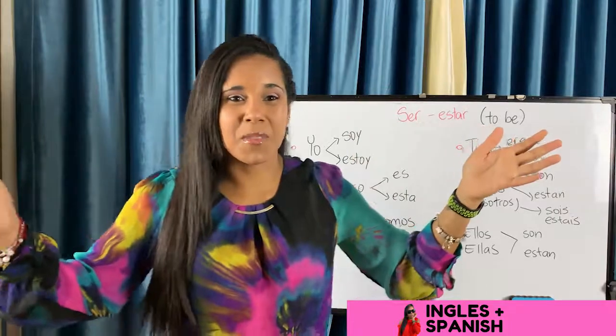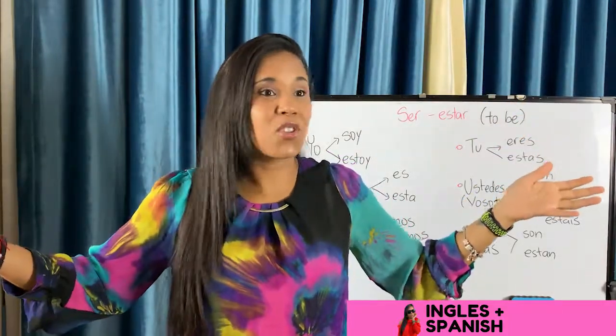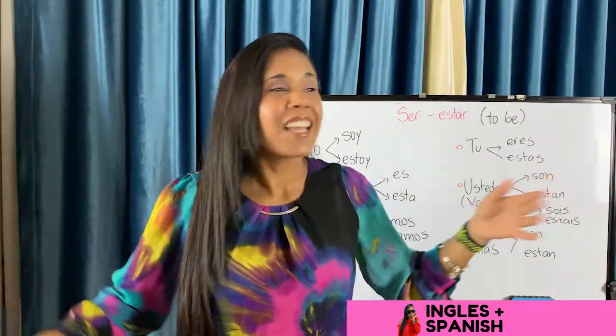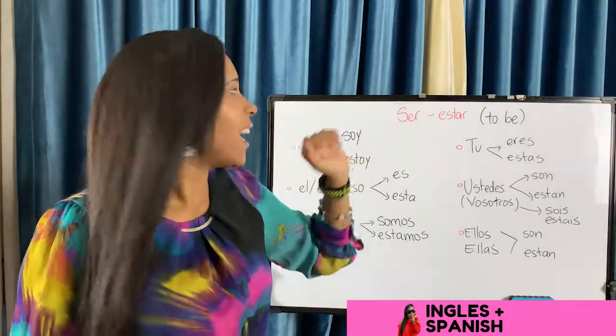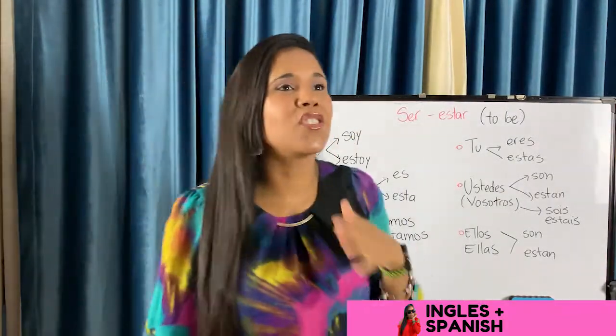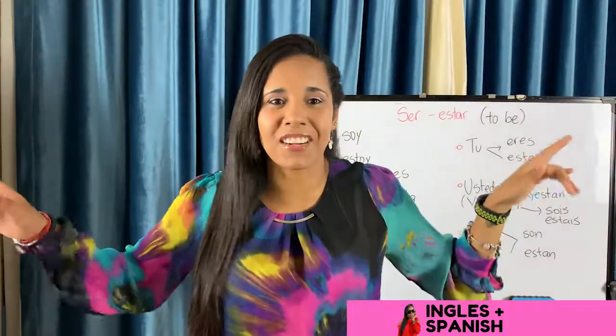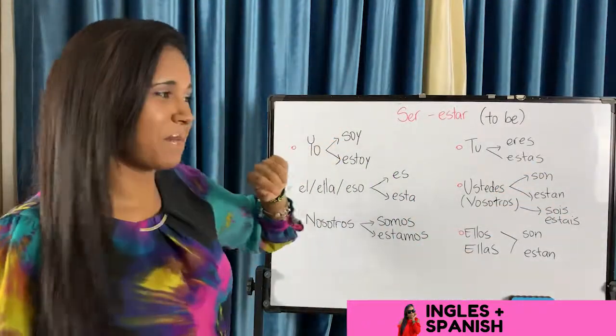Okay, so let's start. Now, ser y estar. That's the name of the verb, just like to be is the name. You don't say I'm to be, right? So you say ser, you say estar, but you don't say yo ser. That's Tarzan. You say yo soy, okay?